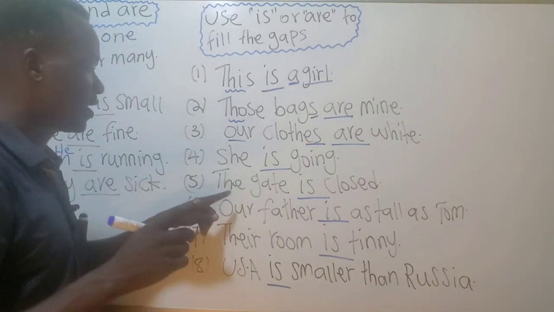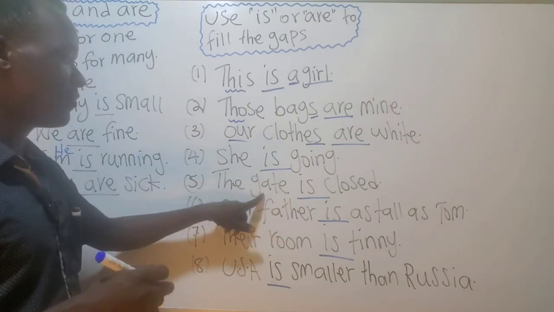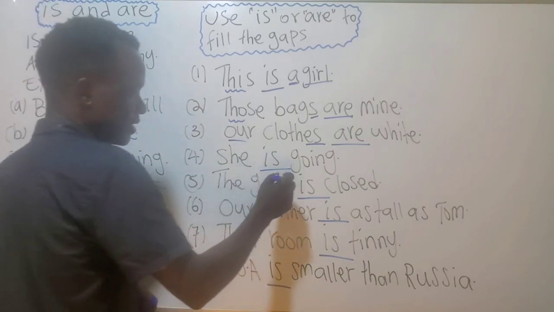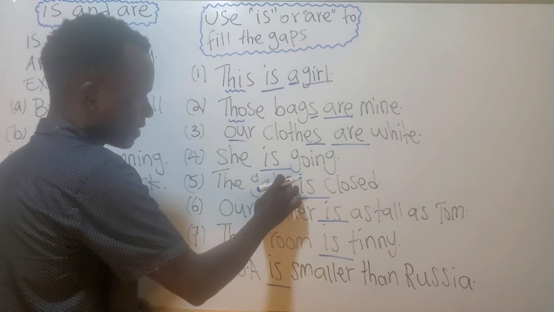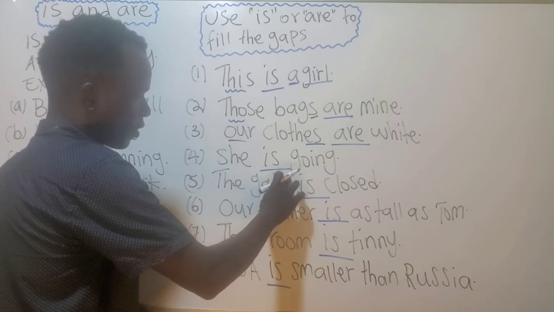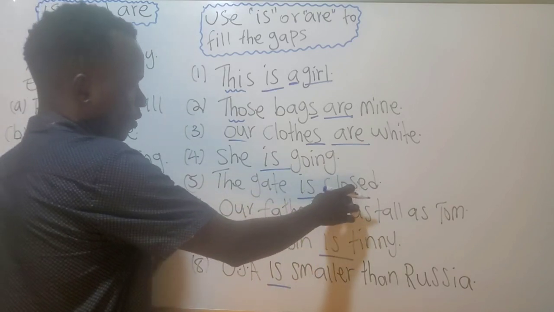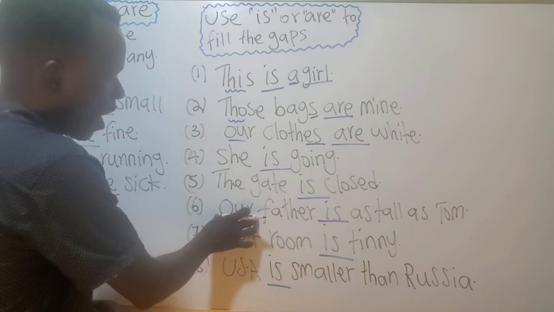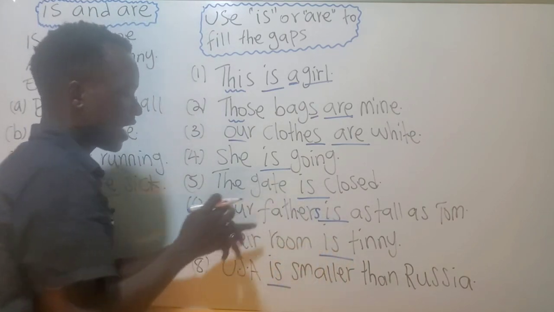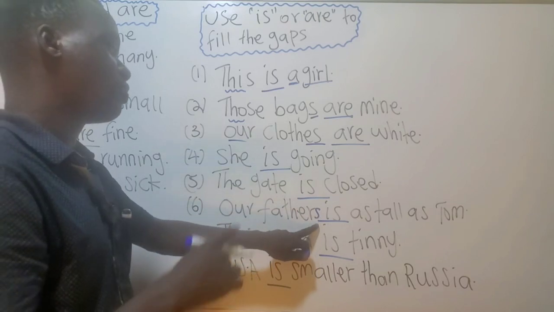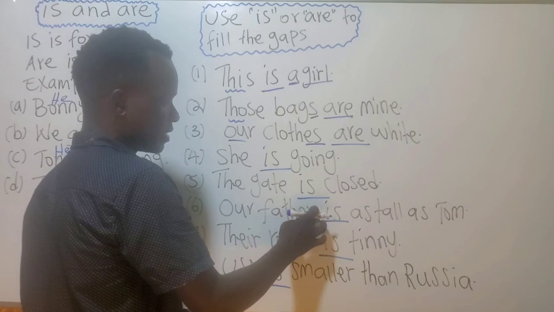One girl, okay? The gate. Gate has no s. If it had s here, then this one would be plural, would be are. But since there's no s, this is singular, okay? The gate is closed. Our father. Father also has no s. If it had s at the end, it would be plural, and this would be are. But now, since there's no s, it is singular.